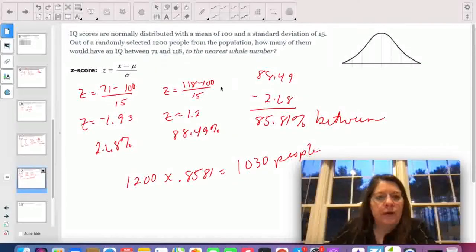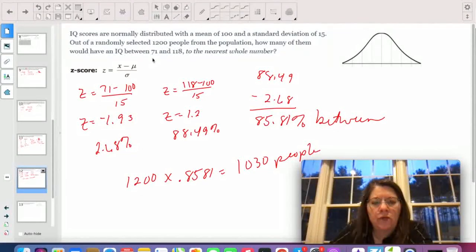So here's the answer. First, I found the z-score at the two IQ scores. The z-score for 71 was a -1.93. The z-score for 118 was a 1.2. I then looked up those percentages in the z-score table. At -1.93, I got 2.68%. At 1.2, I have 88.49%. To figure out what percentage lies between those two numbers, I'm going to subtract 88.49 minus 2.68 to give me 85.81%. So 85.81% of the population lies between those two z-scores.